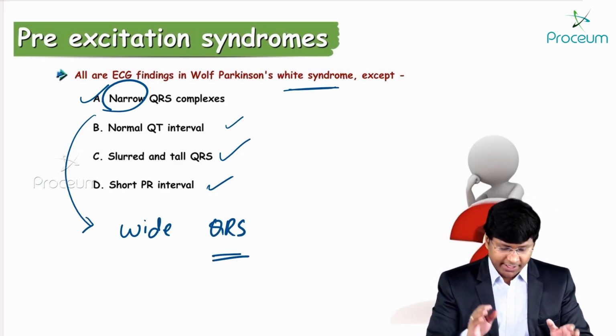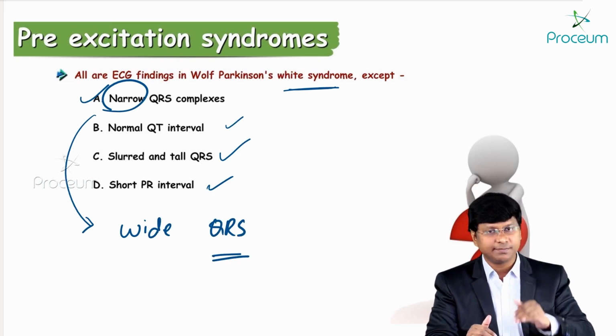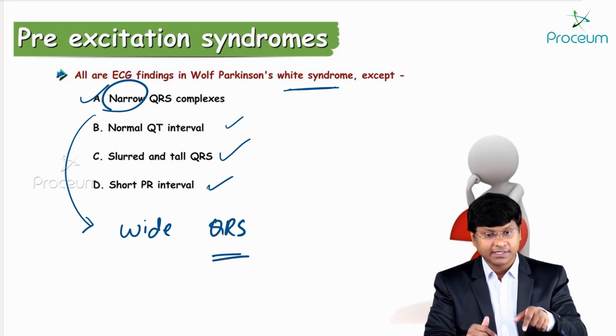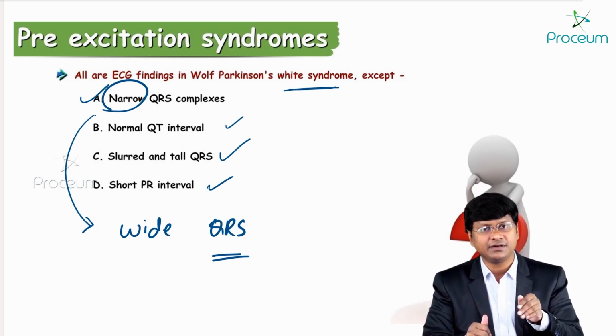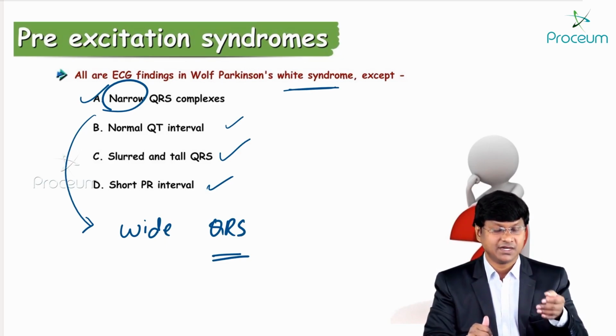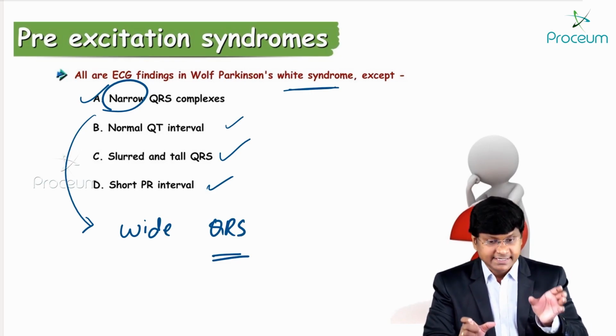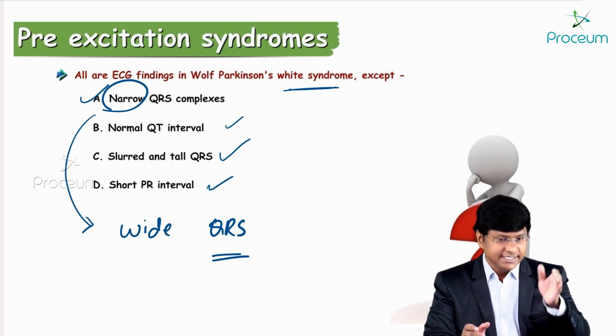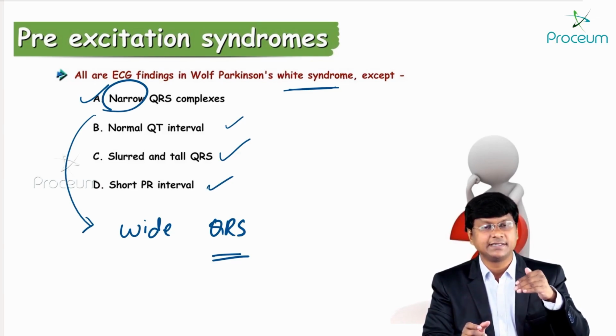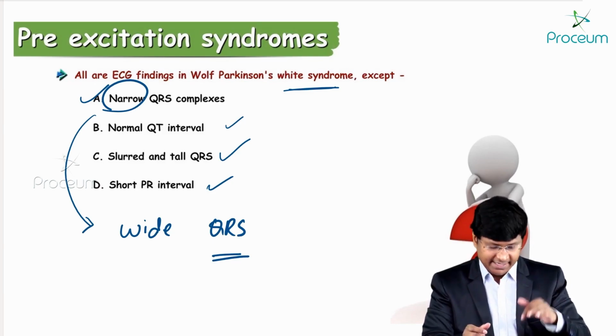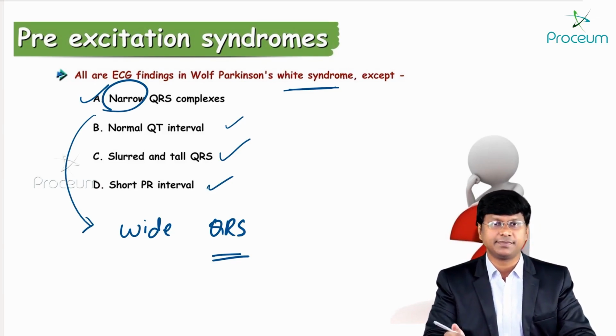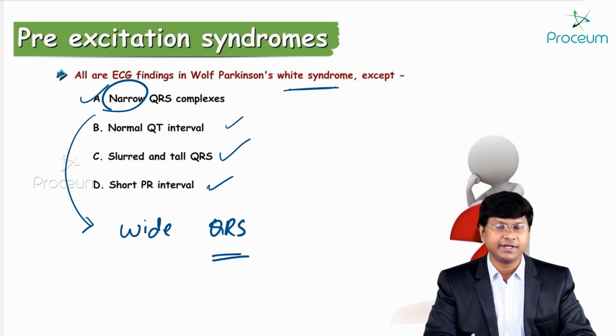So why will there be a wide QRS complex? I have explained to you. Because the ventricular depolarization is not through the bundle branches, not through the normal conducting system. The ventricular wall depolarization is through the accessory pathway, and the velocity of conduction within the ventricular wall will be very slow, and thereby you will have a wide QRS complex.